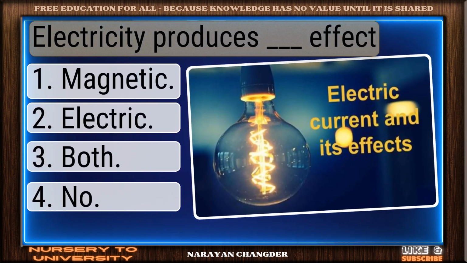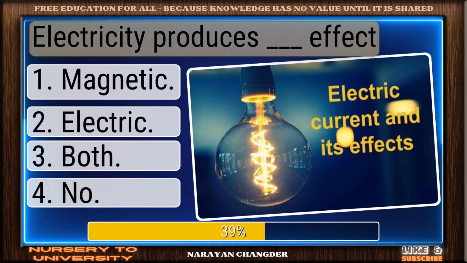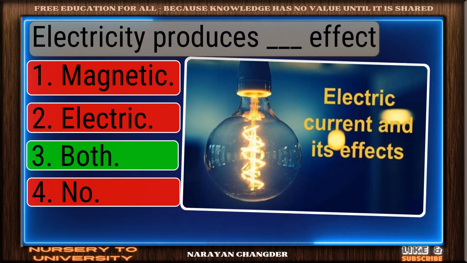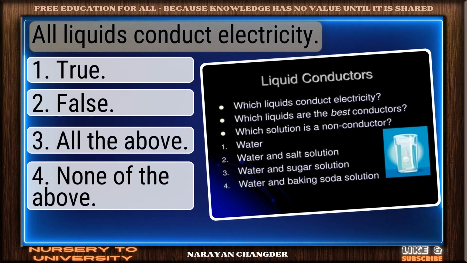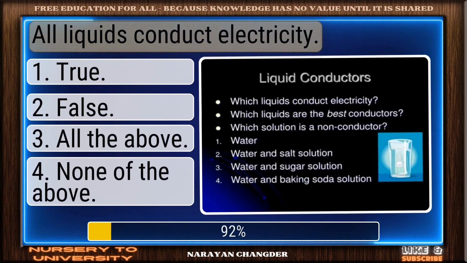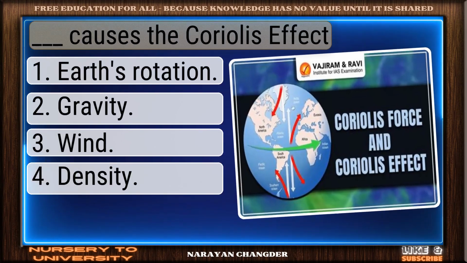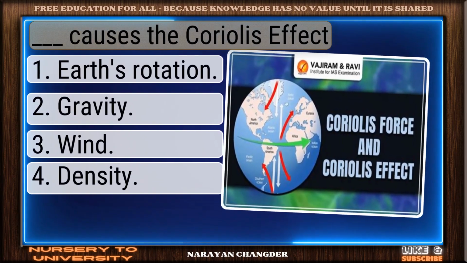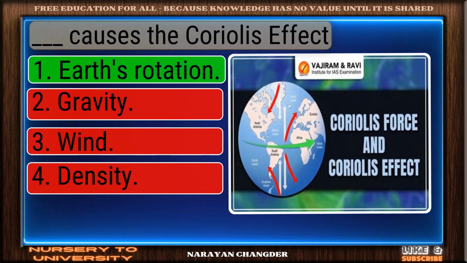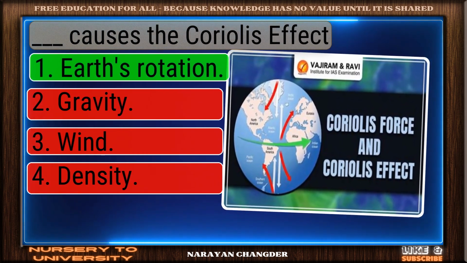Question number 216. Electricity produces dash effect. Well done. Both is the right choice. Question number 217. All liquids conduct electricity. Solid response. False is a valid choice. Question number 218. Dash causes the Coriolis effect. Perfect. Earth's rotation is the correct choice.